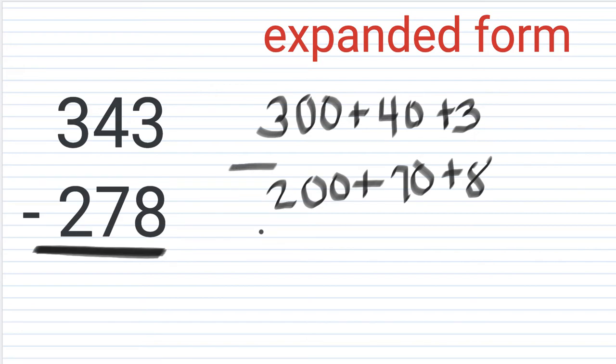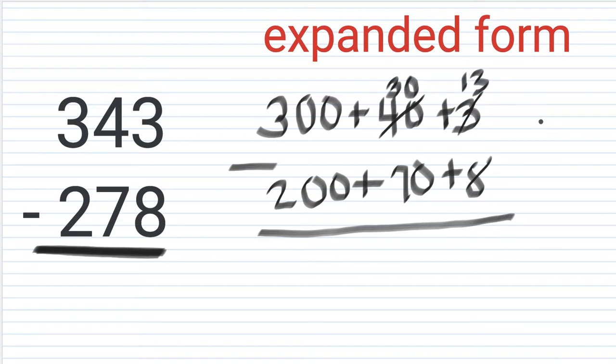So let's subtract. Okay. So 3 minus 8, it's not possible because 3 is lesser than 8. So 3 will borrow 10 from 40. Since you will borrow 10 from 40, it will become 30. And the 10 will be added here. So this becomes 13. Okay, let's subtract now. 13 minus 8, that gives you 5.